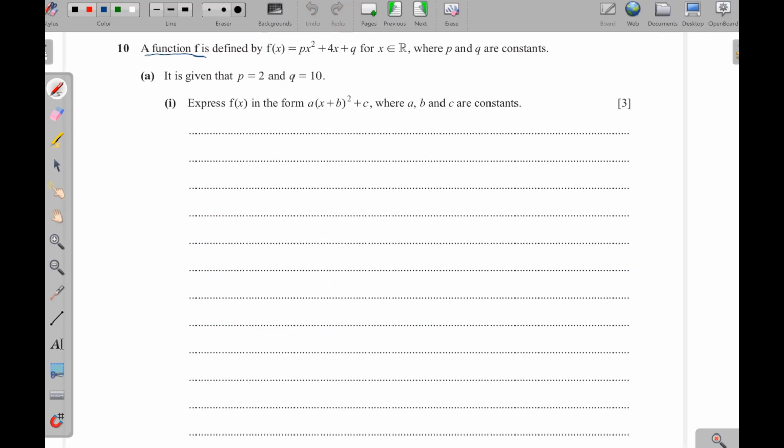Question 10. A function f is defined by f of x is equal to this for x being real values, where p and q are constants. Part A. It is given that p is equal to 2, q is equal to 10. Express f of x in this form here. So first of all, we are going to have f of x, which is equal to 2x squared, then plus 4x, and then plus 10.